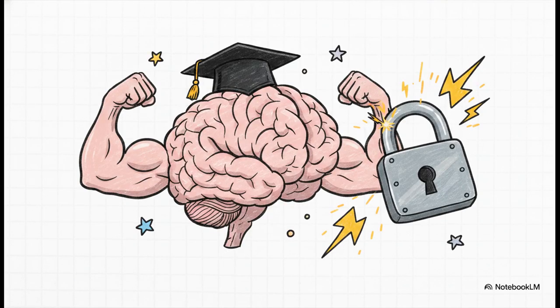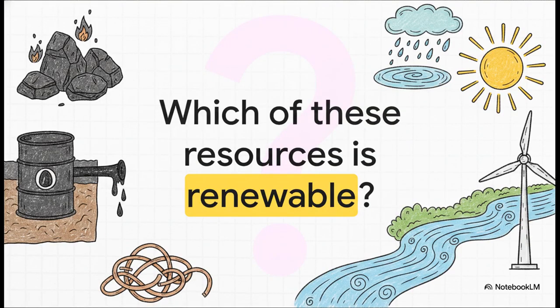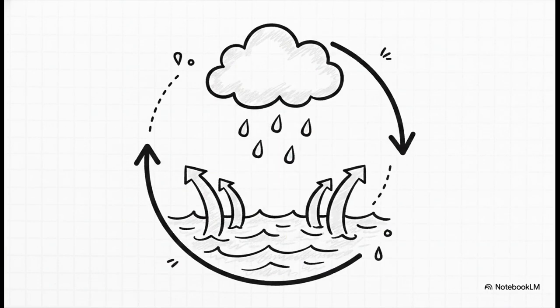You know you've pretty much mastered this concept, but let's make sure it really sticks. Let's lock it in with a quick, rapid-fire active recall session. Quick quiz number 1. Which of these resources is renewable? Is it A, coal, B, petroleum, C, water, or D, copper? Take a second. Focus your mind. Which one replaces itself naturally? If you said C, water, you totally nailed it.